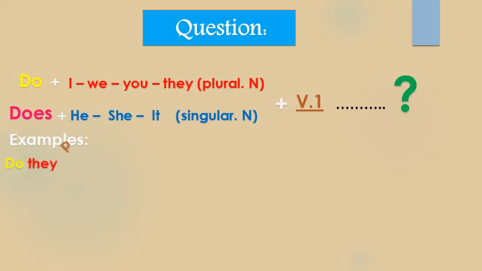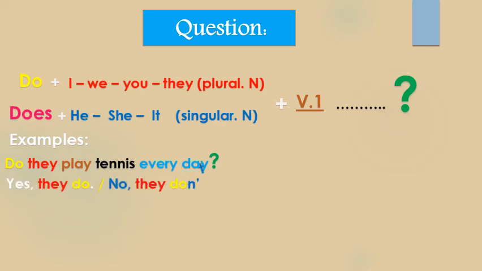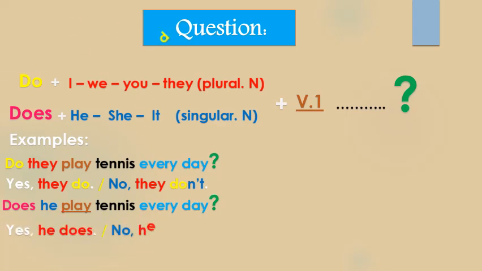Here we have examples. Do they play tennis every day? So the answer is yes or no. If we begin the question with do or does, the answer is only yes or no. So yes, they do, or no, they don't. Another example. Does he play tennis every day? So the answer is yes, he does, or no, he doesn't.